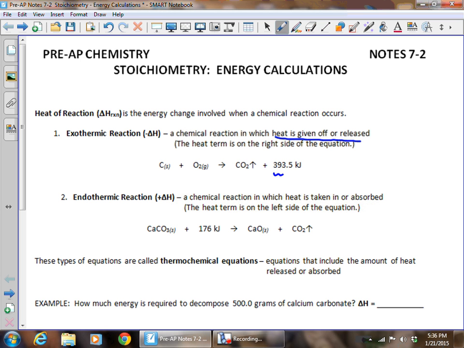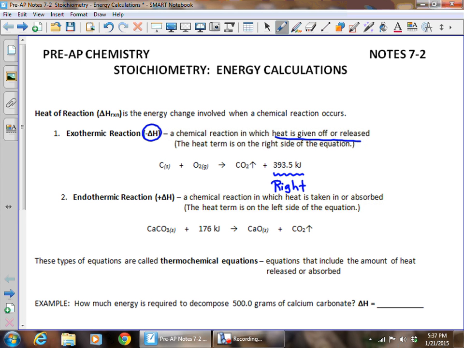And notice where the heat term is. If it is an exothermic reaction, the heat term is always going to be on the right-hand side of the arrow, the right-hand side or product side of the equation. And just as it says up here, that value is going to be negative. So a negative delta H, negative heat of reaction, the heat term is on the right, exothermic.